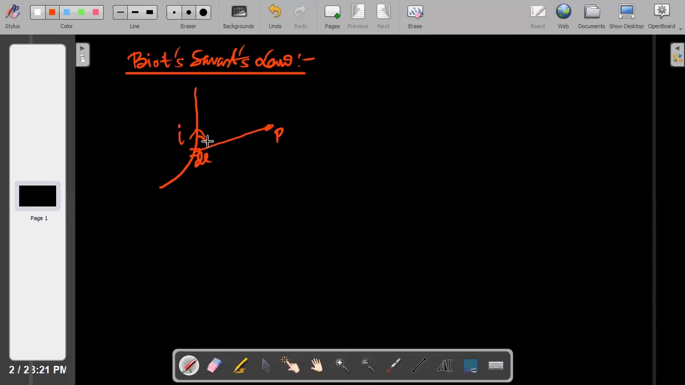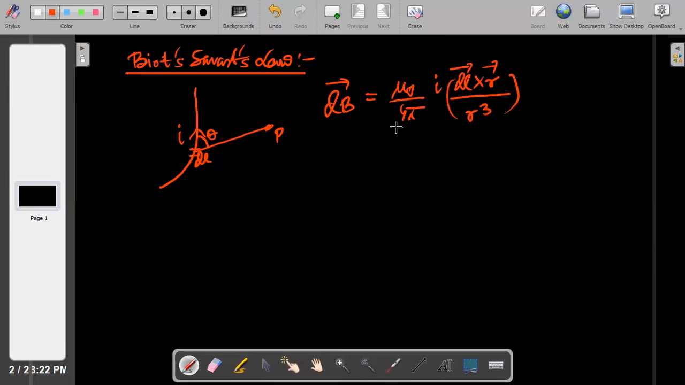And if this angle is theta, then according to the Biot-Savart law, we know that the differential magnetic field dB in vector form is mu naught by 4 pi into I dl cross r, divided by r cube. This is the vector form, what we have discussed in the class also. And mu naught is the absolute permeability, right?